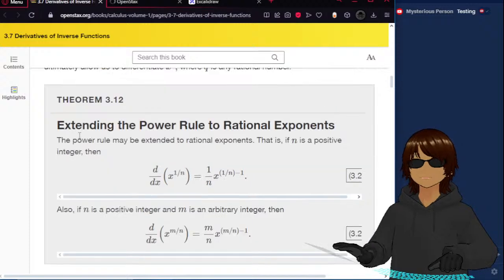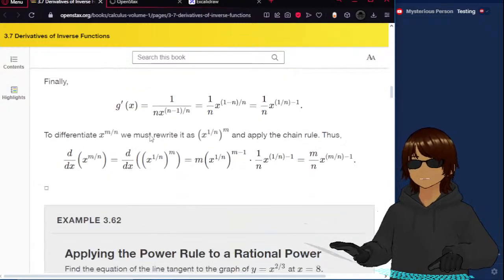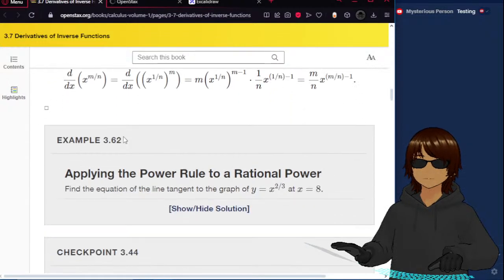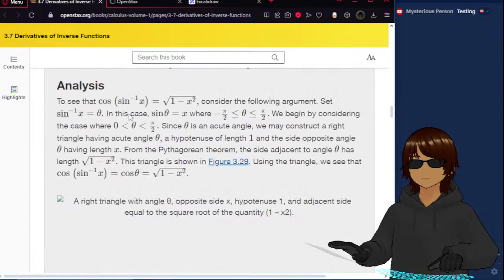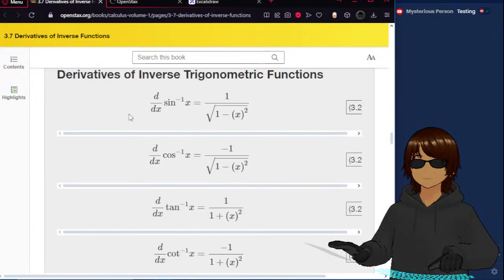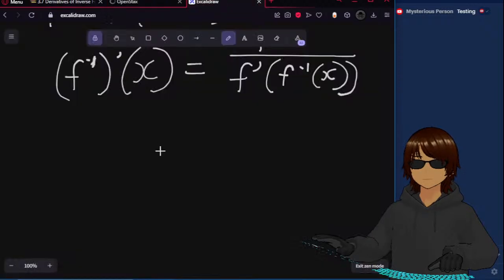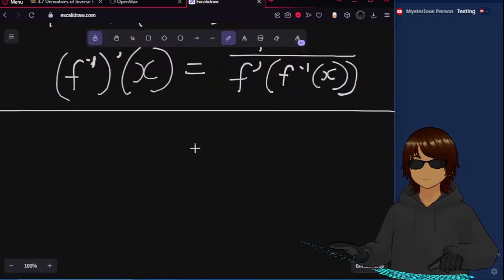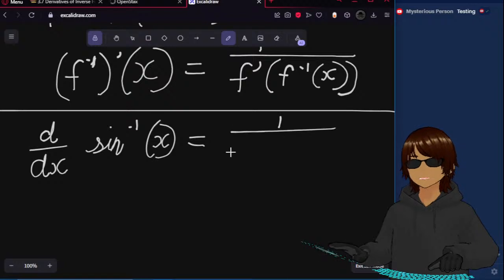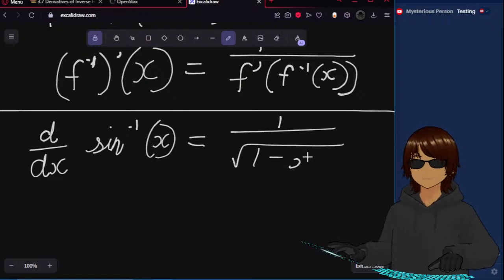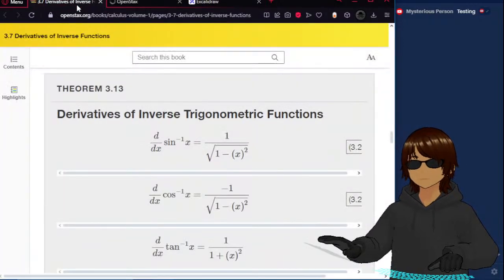And then it talks about extending the power rule to rational exponents. Okay, derivative of inverse trigonometric functions. I think I should remember these. So derivative of arcsine is 1 over, it's this, I think. Yeah.